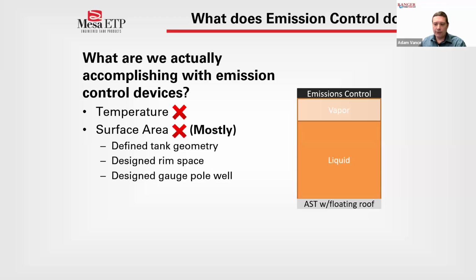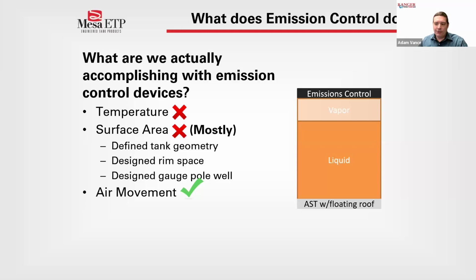However, there are some products that do indeed reduce or eliminate the exposed surface area, and we'll touch on those a little later in the presentation. But in general, we can say that most common emissions control devices do not address the surface area. So we're left with the final variable of air movement. This is the variable that our emissions control devices are combating.